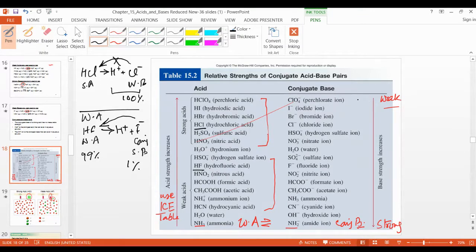And now this is clearly written here. All strong acids have very weak conjugate bases, and the conjugate bases of weak acids are strong, at the bottom. Is it clear now? Yes. Okay.